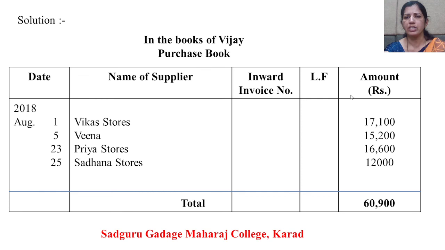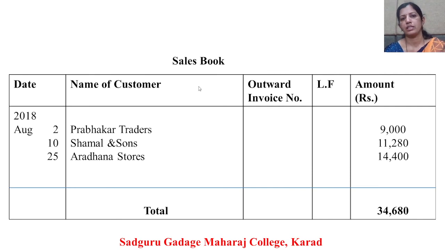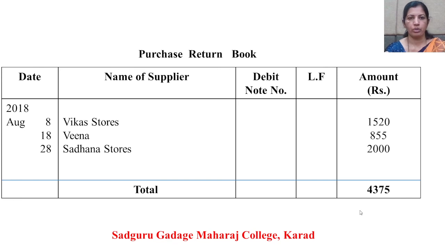For balancing, just totalize the books. Total. In particular name of supplier in a particular column, record total as 17,100 plus 15,200 plus 16,600 plus 12,000. Total is 60,900. Then closing of sales book. Just total 9,000 plus 11,280 plus 14,400. 34,680. Next, closing of purchase return book.